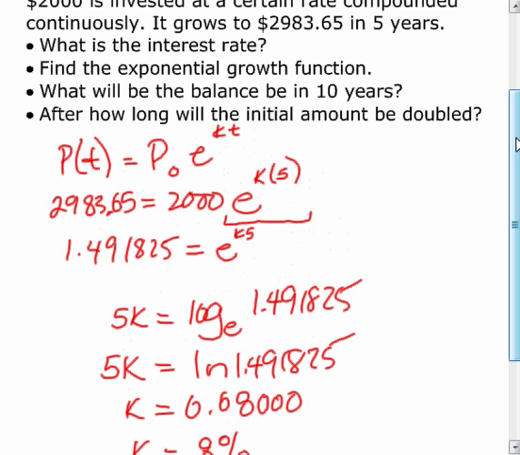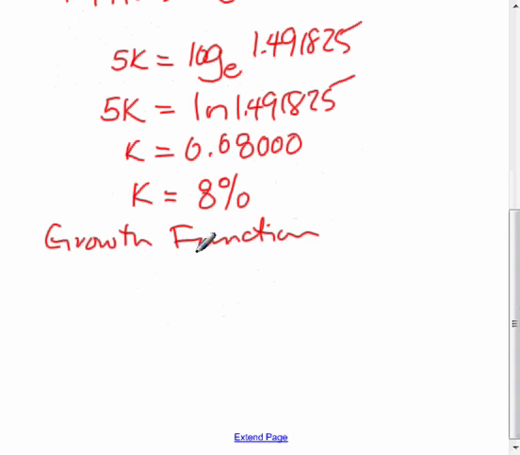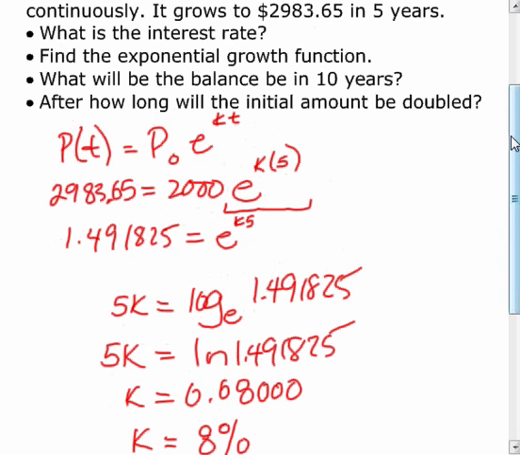So now it says find the exponential growth function. The growth function would be the same function as the start, and I'd plug in everything except for time. So it'll be the amount of money after a specific time is equal to how much I started with. Started with 2,000. E to the k, k is my 8%, times t. That would be my exponential growth function.